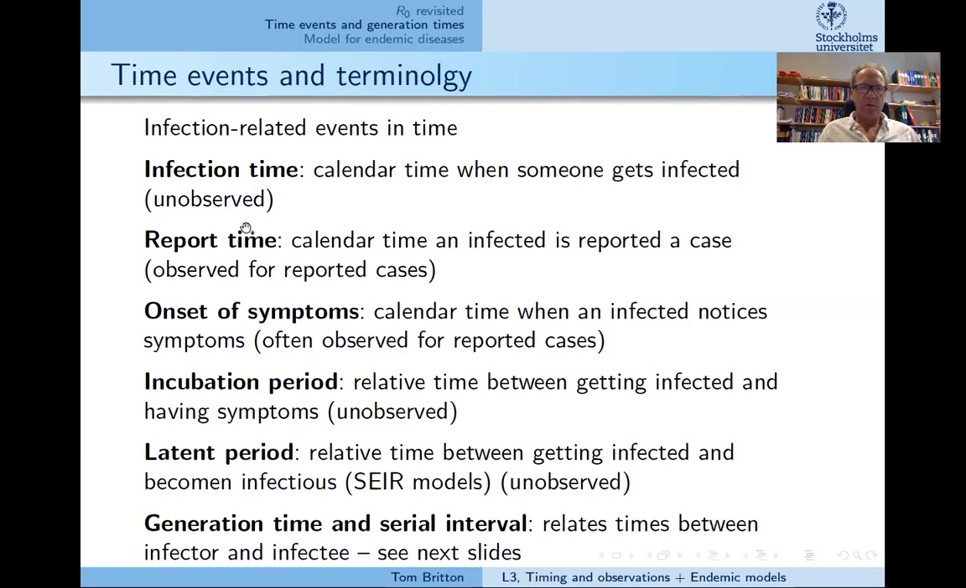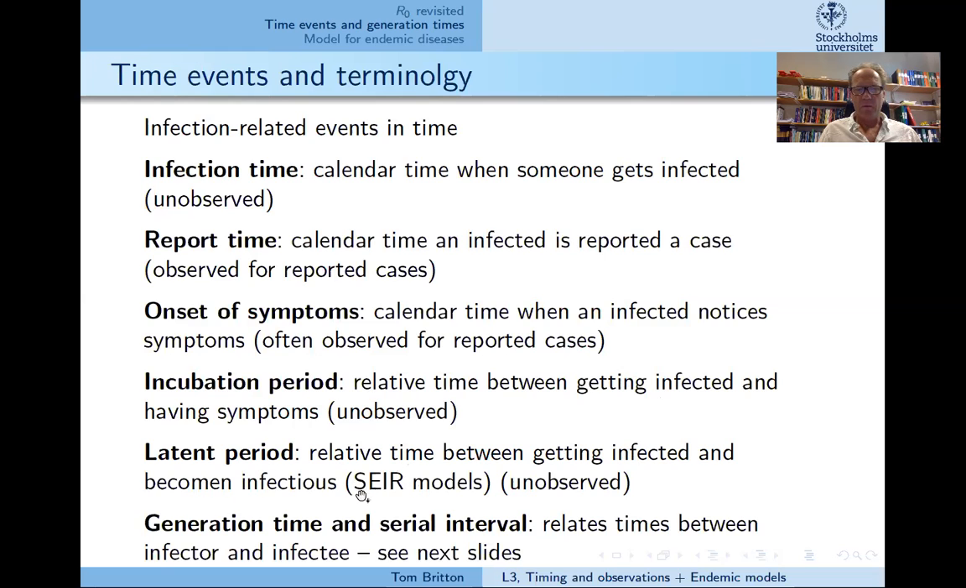So these three things are in calendar time, but then we have some durations or periods. The first one is called the incubation period. That is the time between getting infected and showing symptoms. This is nothing you observe because you don't know when you were infected typically. Another duration is called the latent period. That is the time between getting infected and becoming infectious.